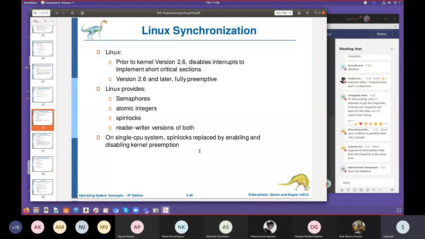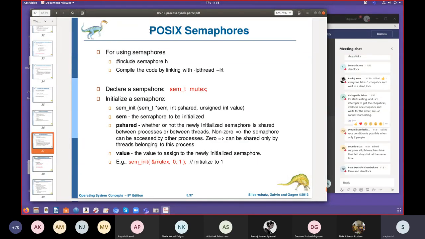Let's focus on semaphores. If you remember that POSIX library we discussed when discussing threads, POSIX also gives semaphores. The POSIX standard defines how semaphores should work, and now it's up to the operating systems to implement them. So Linux implements semaphores. You have to #include <semaphore.h>, and if you have threads, then you have to compile using -lpthread. Otherwise, it's not necessary.